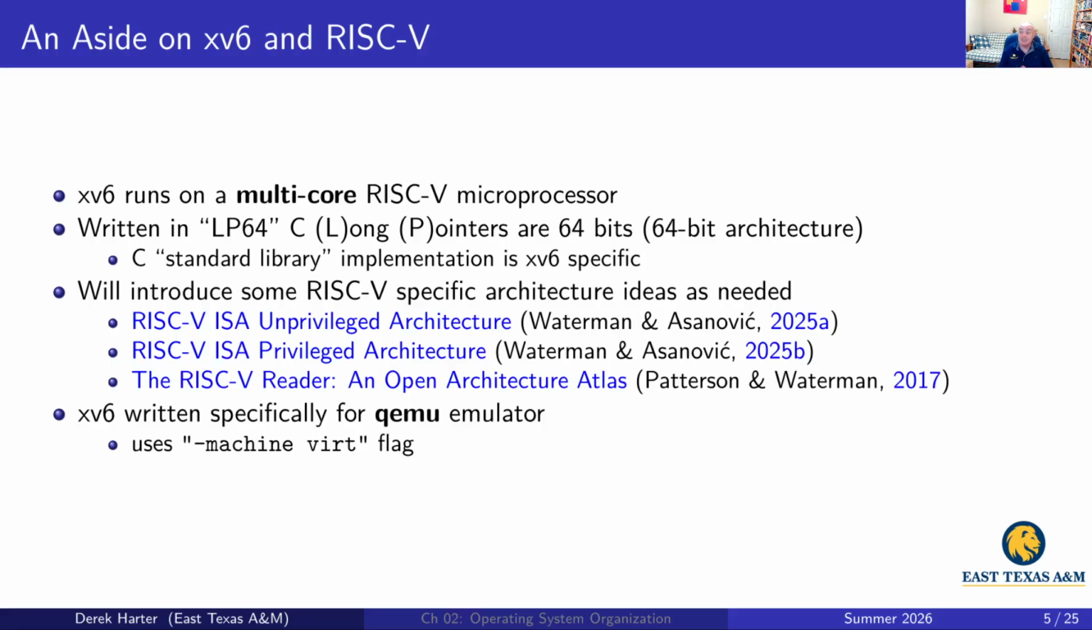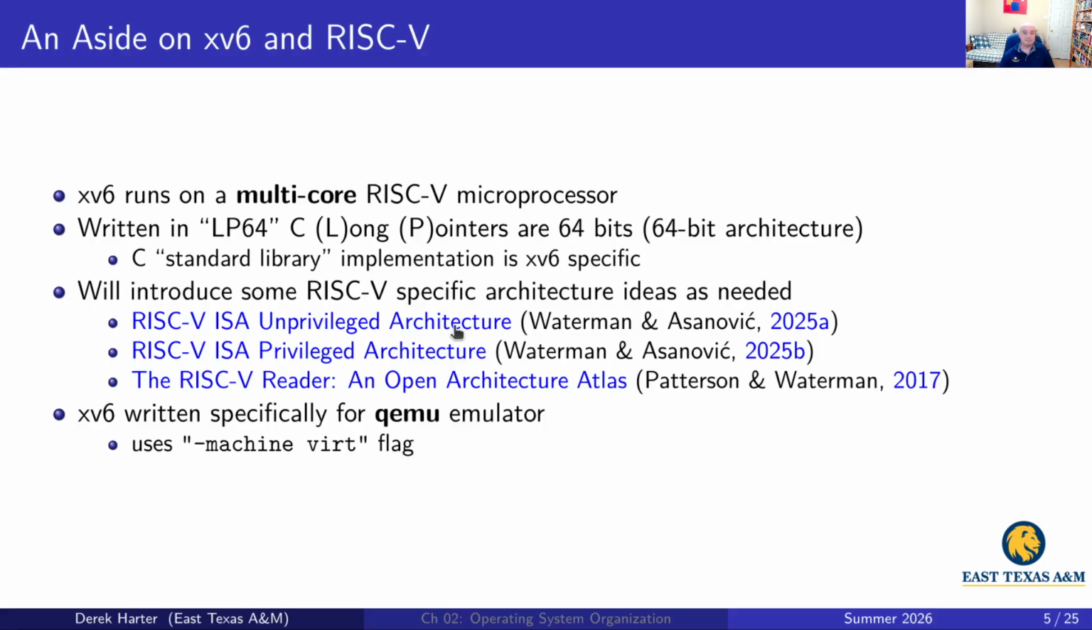RISC-V, as the name would imply, is what's known as a reduced instruction set computer architecture. The ARM architecture, if you're familiar with that, is also considered a RISC architecture, and you can contrast those to the Intel x86, one of the first big computer architectures, which is usually considered an example of a complex instruction set architecture.